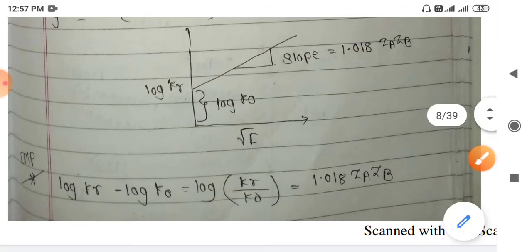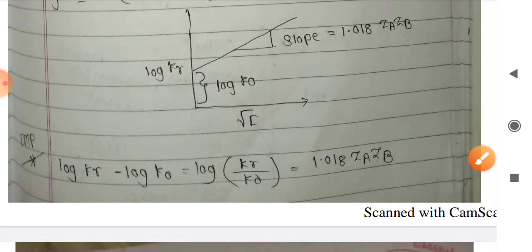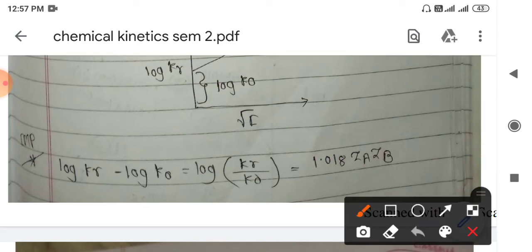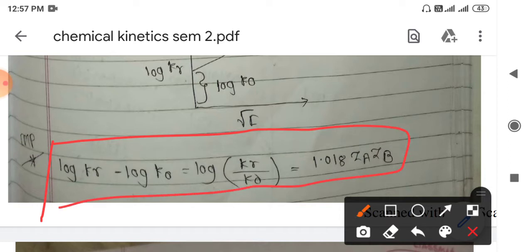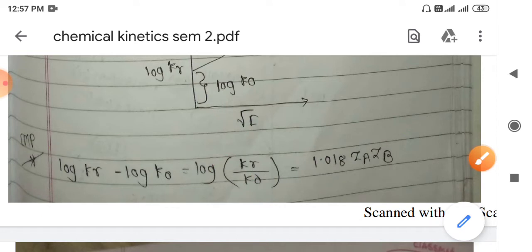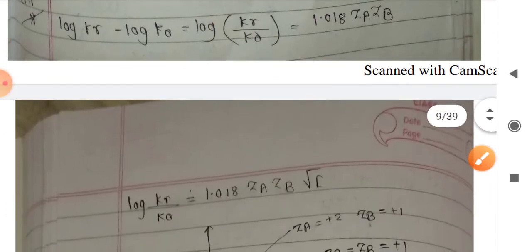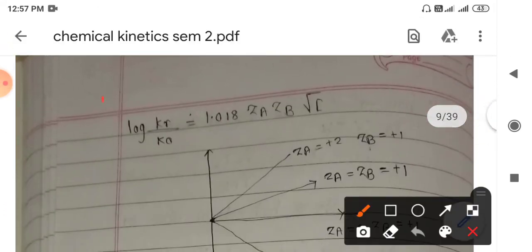Okay, so upon rearranging the above equation, we'll get the one important equation, that is log of kr minus log of k0, which we can write as the log of kr upon k0, that is the ratio of rate constants, is equal to 1.018 into za into zb. So this is the expression that we have obtained for the final ratio of the rate constant.